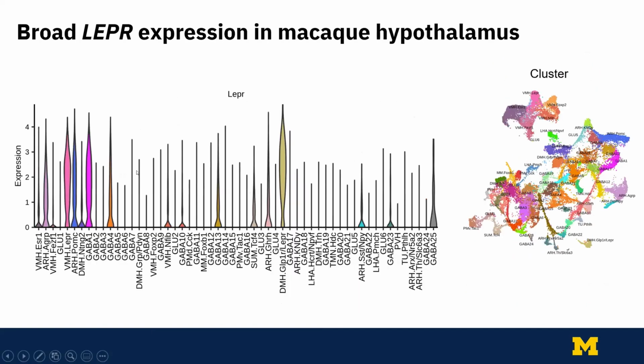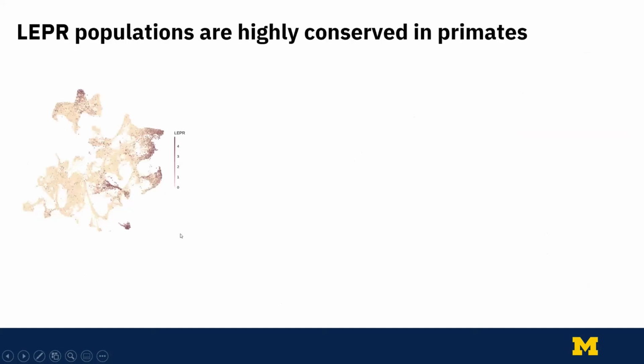Comfortingly, also, leptin receptor is broadly expressed in our data set and is highly expressed in populations that we would expect, including AGRP, POMC, and so on. Now, we want to use our broader data set to determine how conserved these populations are between the two species. As you can see, leptin receptor itself is very robustly detected in this macaque data set. However, it is confined to a small set of populations.